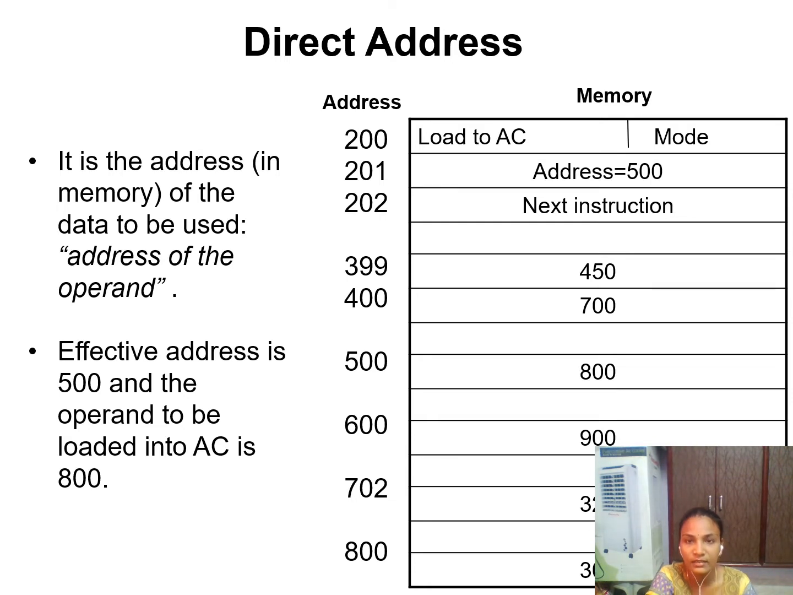The second one is direct addressing mode. In this direct addressing mode, the instruction contains the effective address. If we go to the effective address, we can find the required operand. Here the address is 500, which is the effective address. Now if we go to this 500, we can find the required operand. This is the accumulator content. It is the address of the data to be used, the address of the operand. The effective address is 500 and the operand to be loaded into the accumulator is 800.